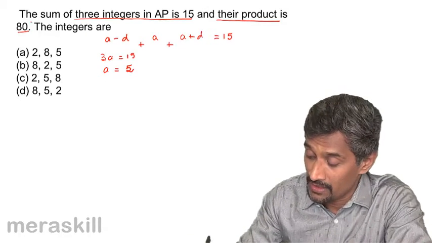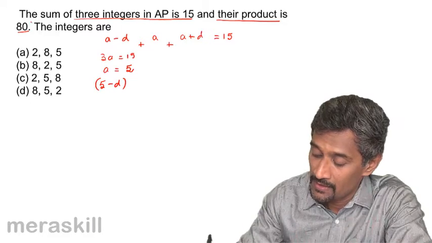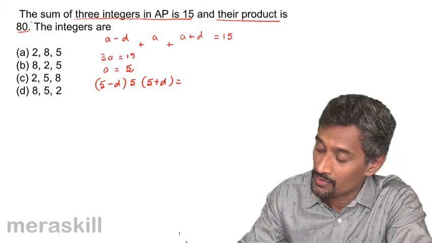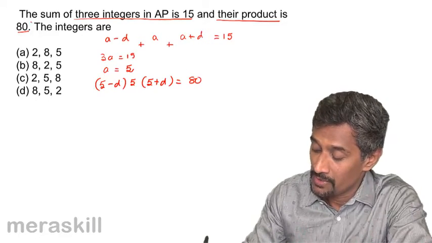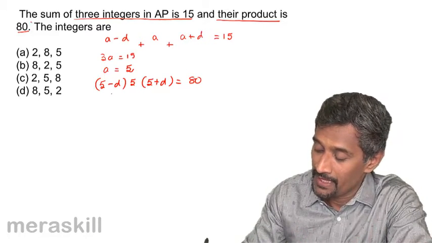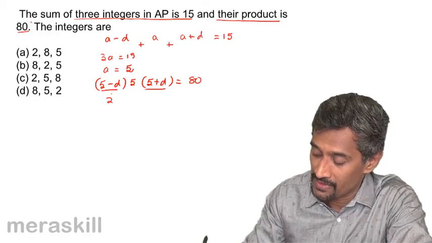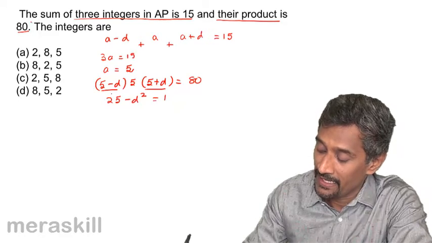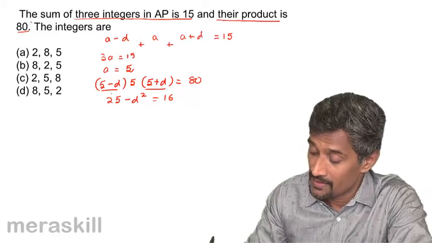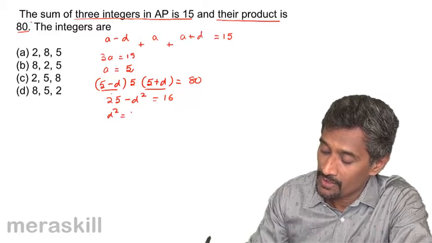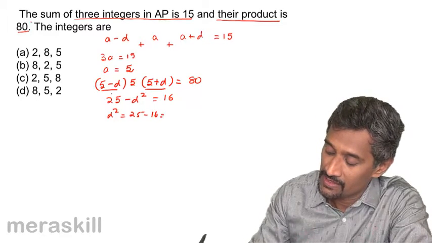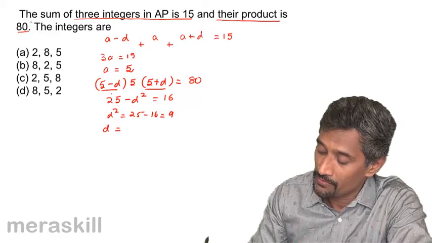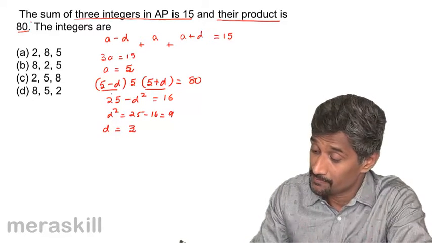And their product, that is 5 minus d into 5 into 5 plus d, is equal to 80, which means 5 minus d into 5 plus d, which is 25 minus d square, is 80 by 5, that is 16. So in that case, d square would be 25 minus 16, which is 9. So d will turn out to be square root of 9, that is 3.